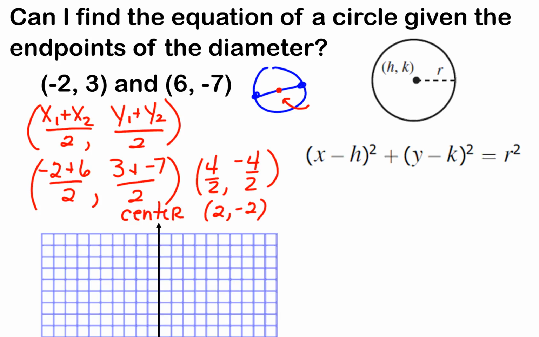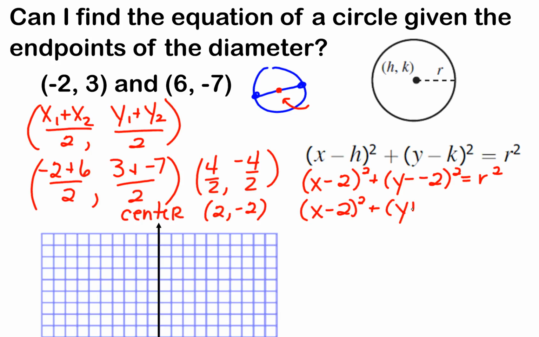So I'm going to start by substituting those into my equation of the circle. So I'll get (x - 2)^2 + (y - (-2))^2 = r^2. I'll get (x - 2)^2 + (y + 2)^2 = r^2. Now I have to solve for r.